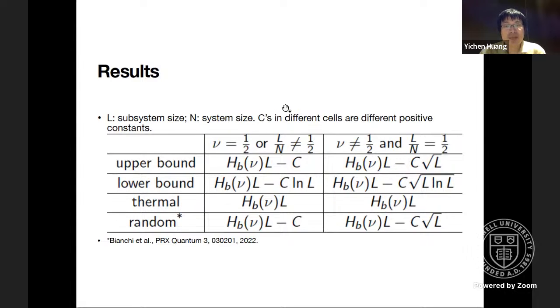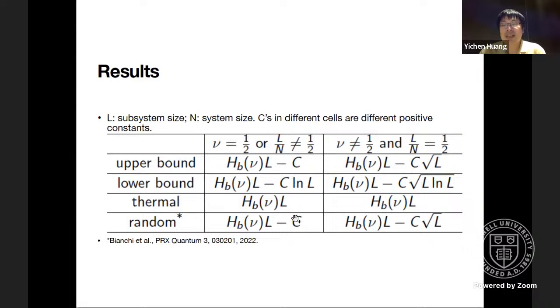This slide is a summary of results. Here, capital L is the subsystem size, that is the size of subsystem A, and capital N is the system size. In this slide, we focus on the situation that the subsystem size is a finite fraction of the system size. That is, capital L over capital N is a constant. Our results also apply to the case that capital L is less than a finite fraction of system size. For instance, if capital L is a constant, then our results also apply, in the sense that we also have entropy thermalization, but those results are not summarized in this slide.